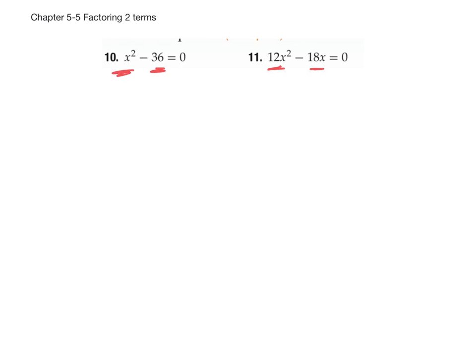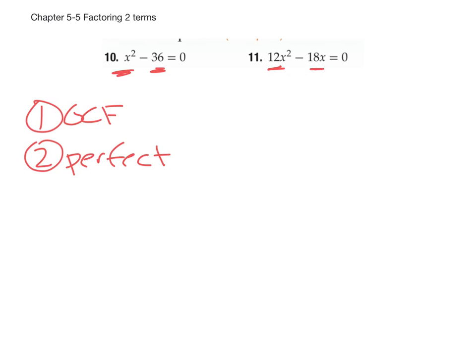So the steps are, the first step is we're going to look for the greatest common factor, GCF. And we're also going to look for what's called perfect square numbers. Those perfect square numbers are when you take the square root of them and you get perfect numbers. So perfect squares and greatest common factors.